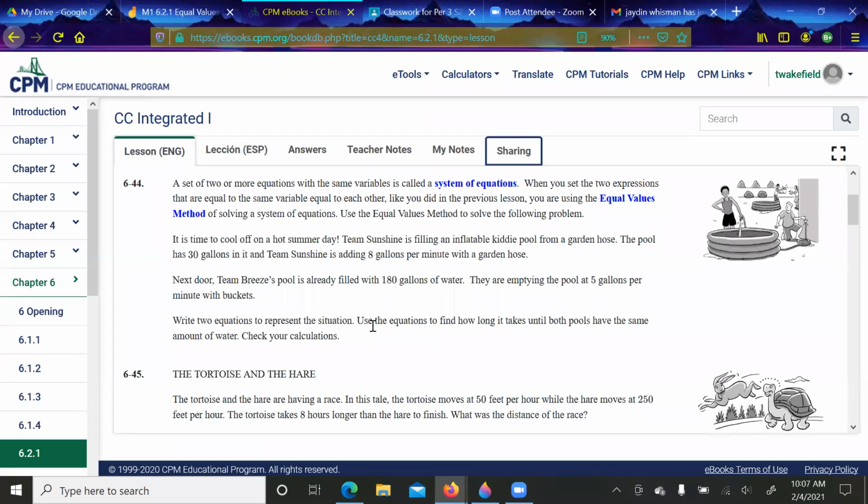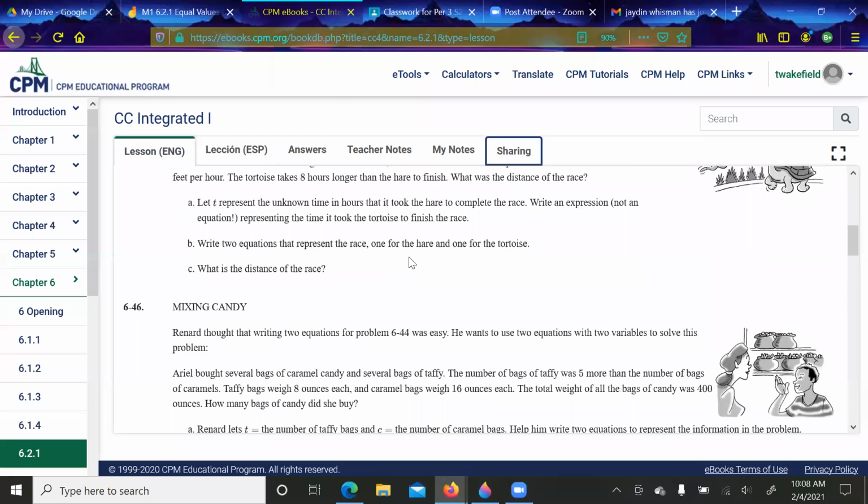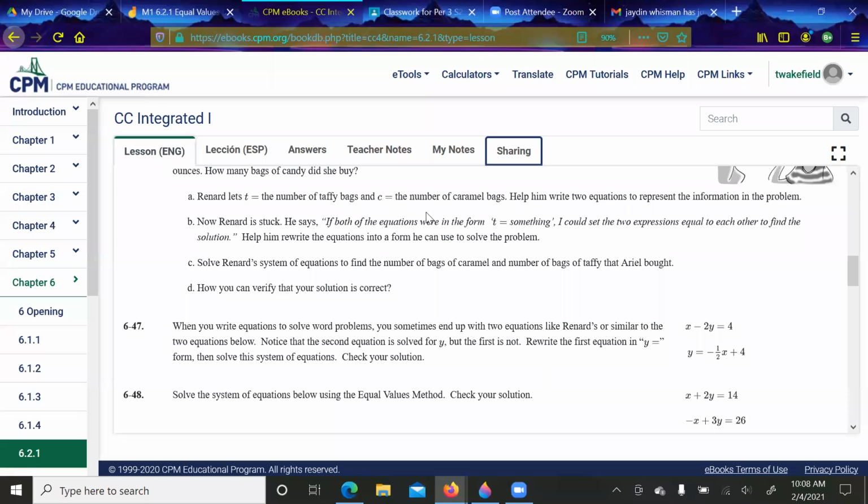Write two equations to represent the situation. Use these equations to find how long it will take both pools to have the same amount of water. Okay, so we could write equations for this, and we're going to do word problems later on. Today, we're just going to learn the math behind solving a system of two equations, and we'll come back to problems like 44, 45, 46. We're actually going to skip those today, but we will come back to them.